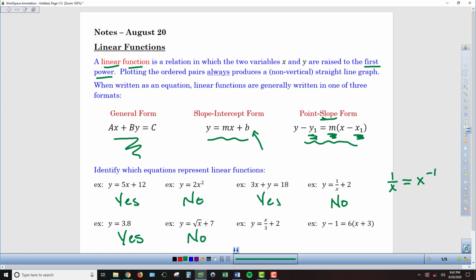The second to last one, x over 3, so the x is in the numerator, so the exponent on that one is still 1. We could rewrite this as y equals 1/3 x plus 2. That would fit into slope-intercept form, which we know is a linear function. And then the last one is written in point-slope format. So y minus 1, the left-hand side of the equation, equals 6, which is the slope, times x. Even though it's plus 3, it still fits into point-slope form. So this one is a yes, as was this one here.